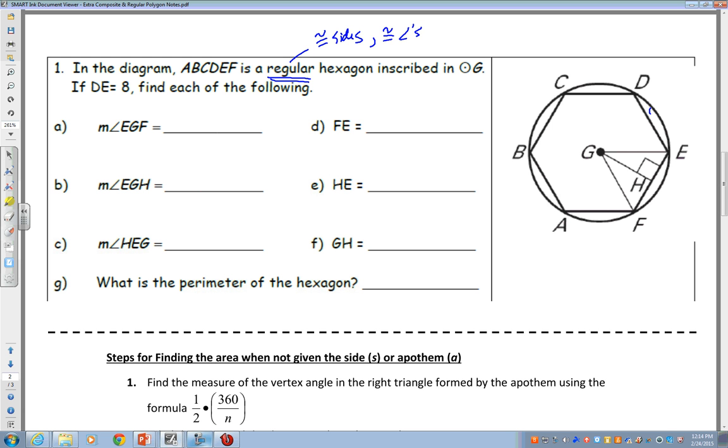DE is gonna be 8. They want us to find the following based on what we know about the parts in a regular polygon. So the first thing they want us to find is the measure of angle EGF. So EGF, here's the E to G to F. They want me to figure out that angle.